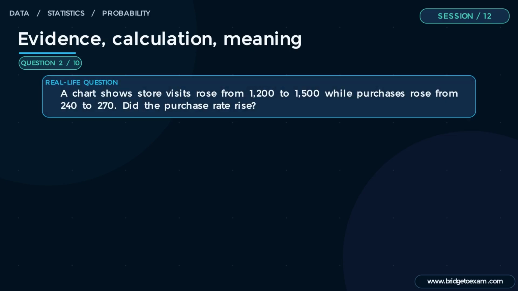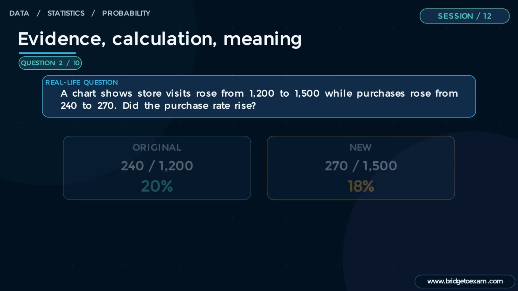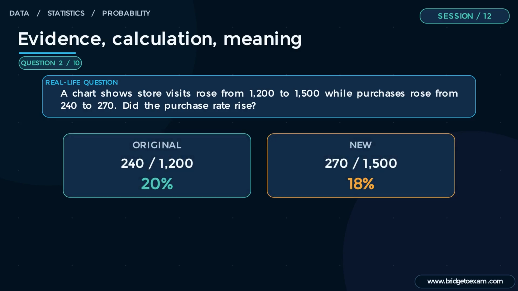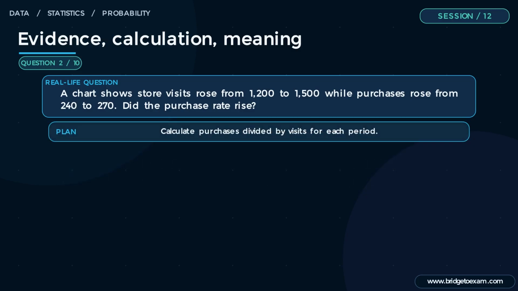Example 2. A chart shows store visits rose from 1,200 to 1,500, while purchases rose from 240 to 270. Did the purchase rate rise? The comparison places both cases on the same scale. Plan, calculate purchases divided by visits for each period.